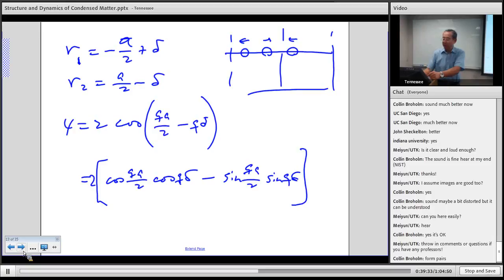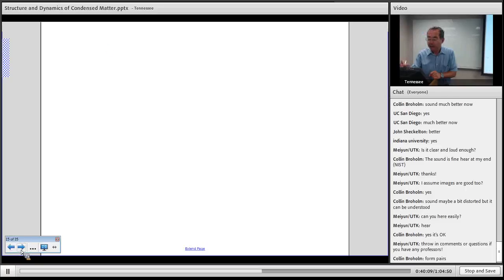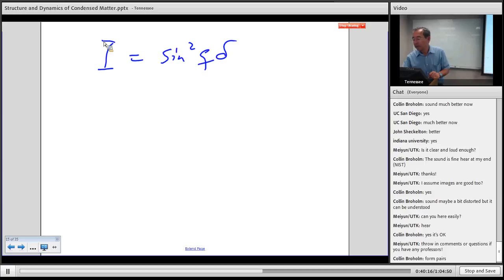So for Q equal to pi over A, cosine Q over 2 is 0, but sine Q over 2 is 1. So this becomes an amplitude. In other words, the intensity would be sine squared Q delta, where Q is equal to pi over A.